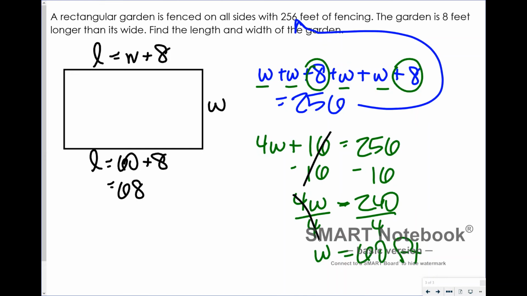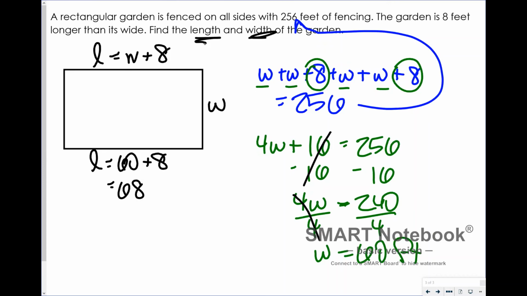Now 4W divided by 4 gets me 1. So W equals, then you have 240 divided by 4 gets me 60. This is 60 feet, excuse me. Now, I'm not done because this is my width. We already found our width, but I need to find the length as well.